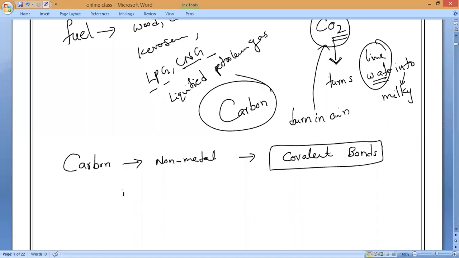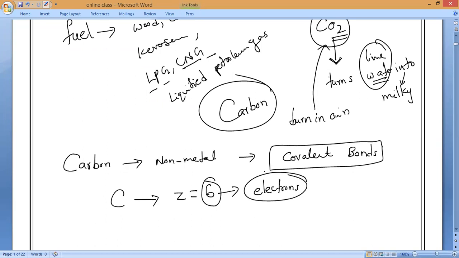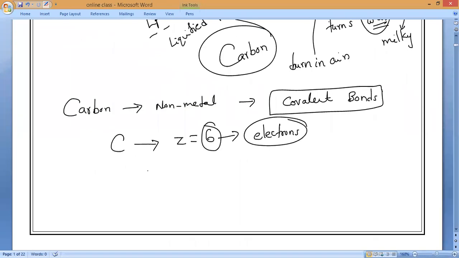Because, as we know, the carbon symbol is C and the atomic number is how much, guys? Carbon atomic number is 6. And how many electrons are there in the valence shell? 4. Totally 6 electrons. So let us write the electronic configuration. What is the electronic configuration of carbon? 2,4. So what is the valence shell? It is having 4 electrons in its valence shell.